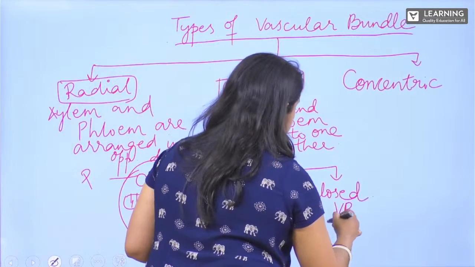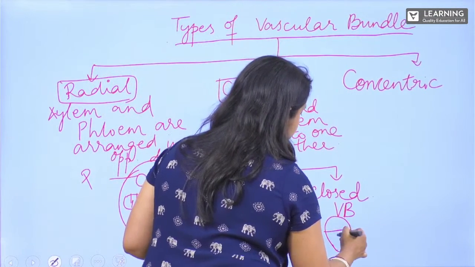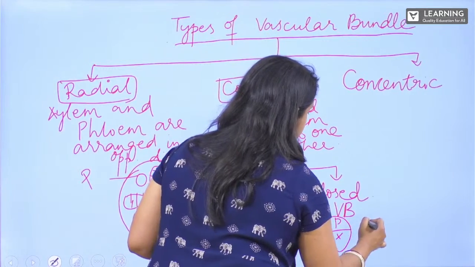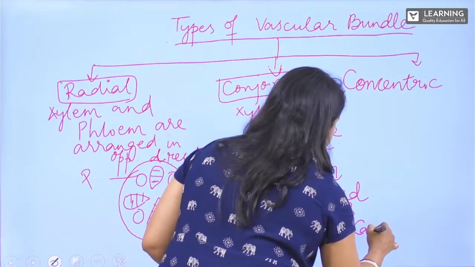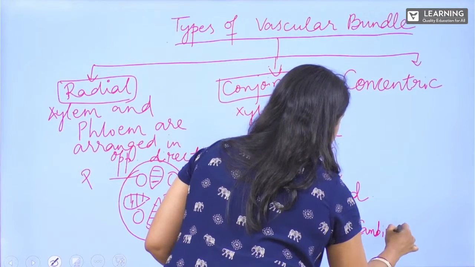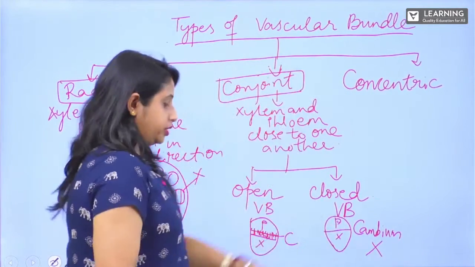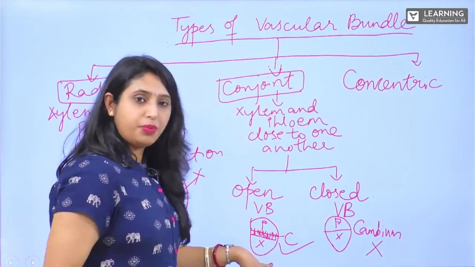Here in the closed vascular bundle, you can see the xylem and the phloem. Here cambium is absent. So here we will not see cambium, right? Cambium will be absent in the closed type and present in the open type.